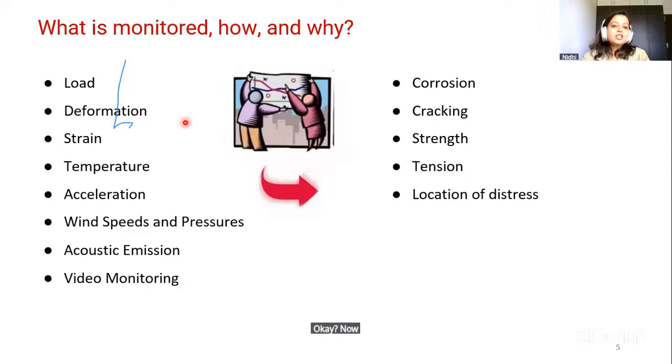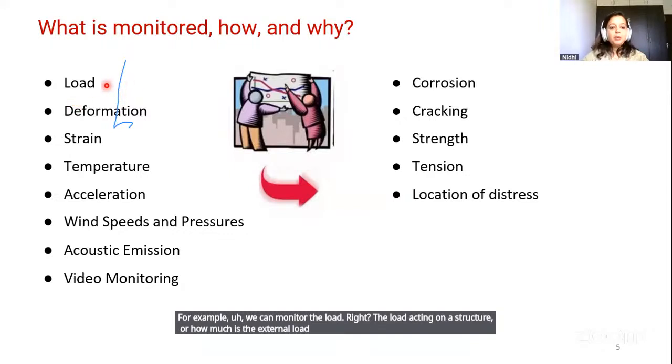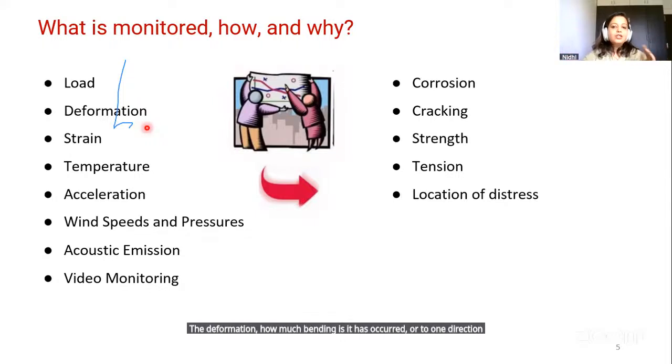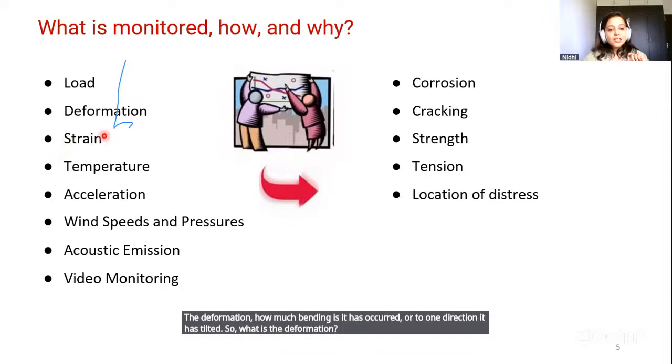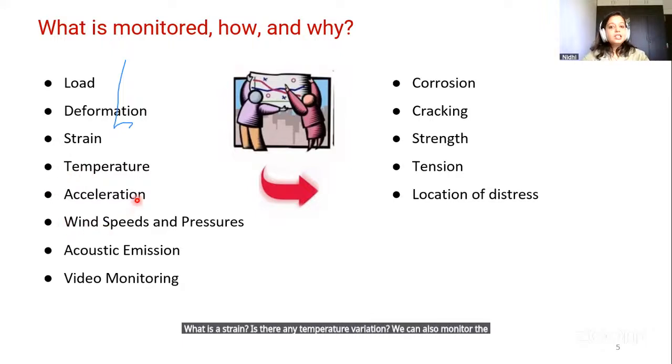Now, let us see what has to be monitored and how. For example, we can monitor the load, right? The load acting on a structure, or how much external load is acting. The deformation, how much bending has occurred, or whether it has tilted to one direction. What is the strain? Is there any temperature variation? We can also monitor the acceleration, the speed, wind speed, pressure, and also acoustic emission.